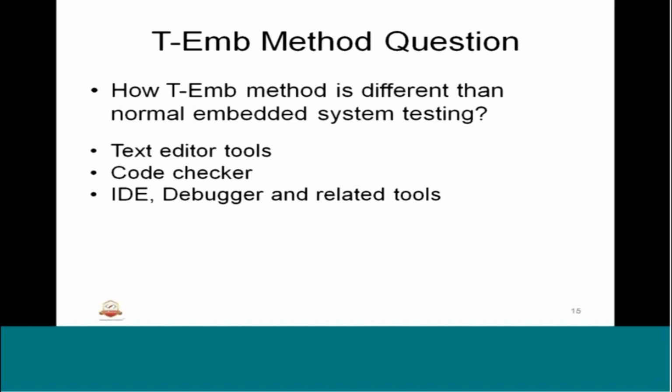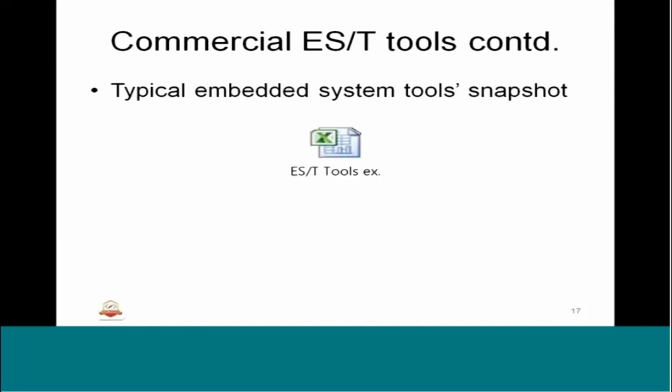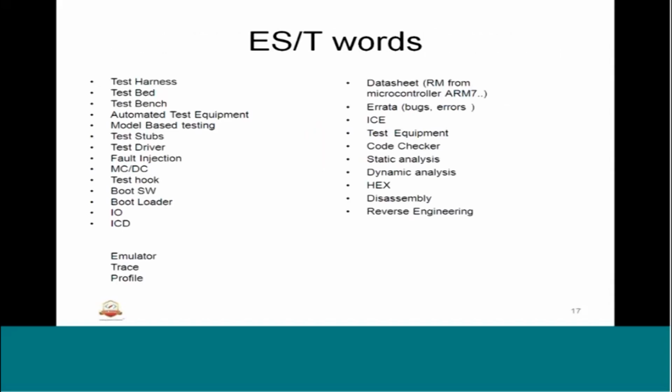Then we had gone through some of the commercial tools. What are those categorized in terms of measurement, in terms of editing, in terms of debugging. So all these are categorized. So these are some of the basic categories of commercial tools. So we had an example snapshot of typical embedded system tools. Also, we studied the different words.